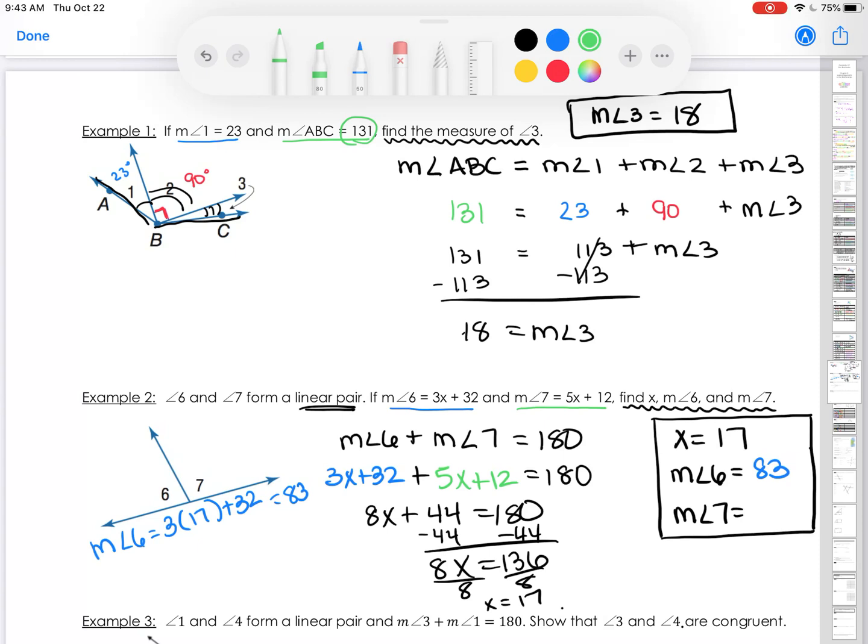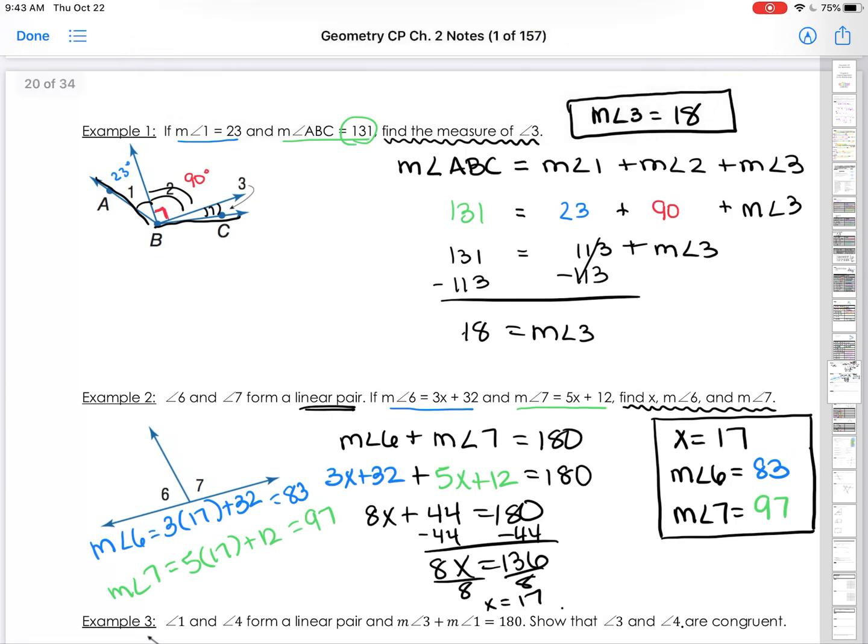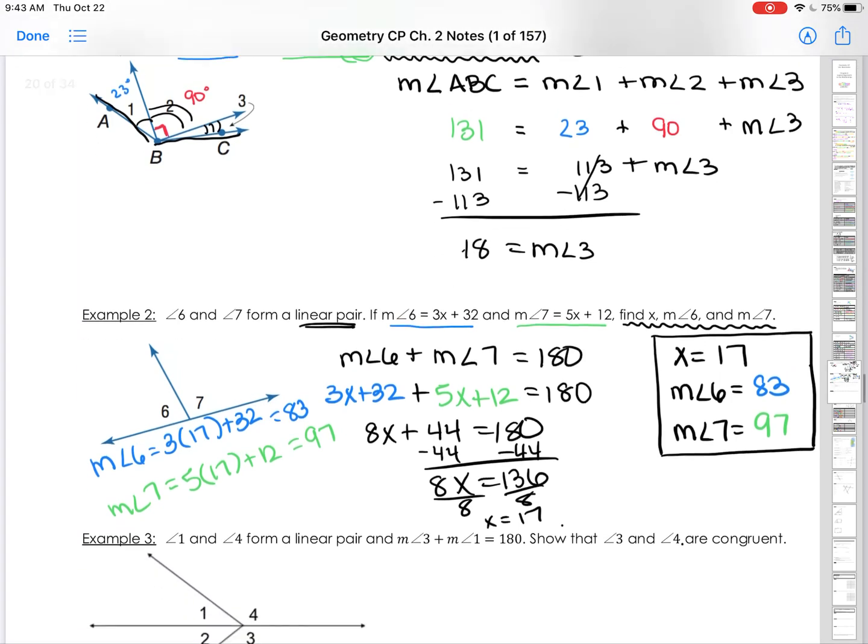And I can do the same thing with 7. So the measure of angle 7 is equal to 5 times 17 plus 12. And when I work that out, I should get 97. And a good double check would just say, let's add 83 and 97 and make sure we get 180, which we do.